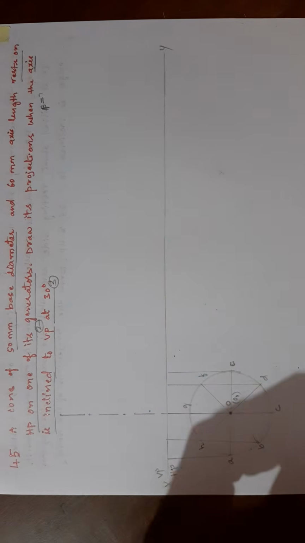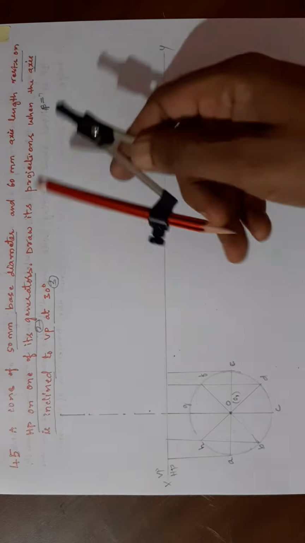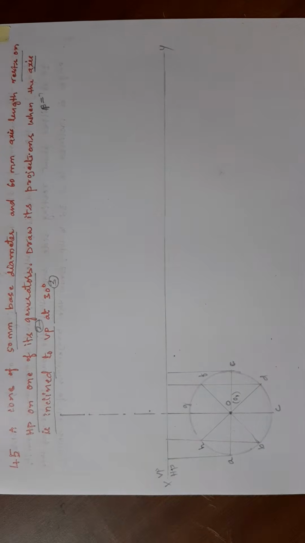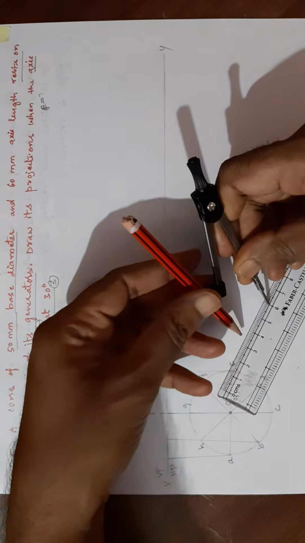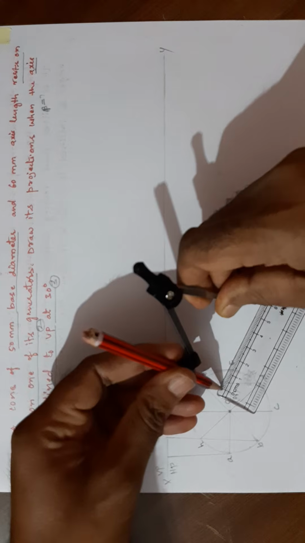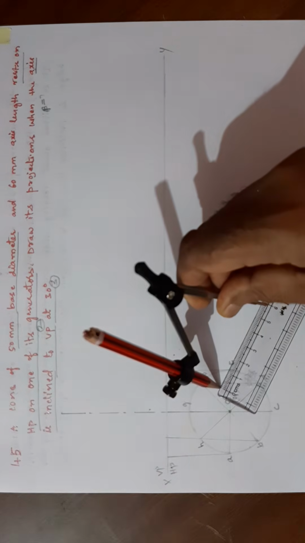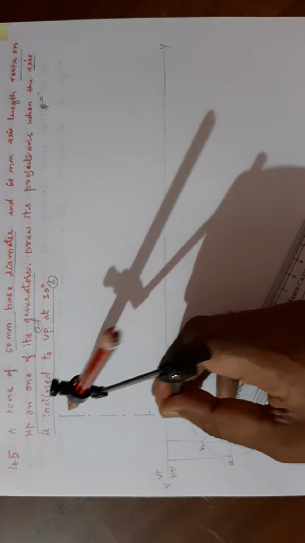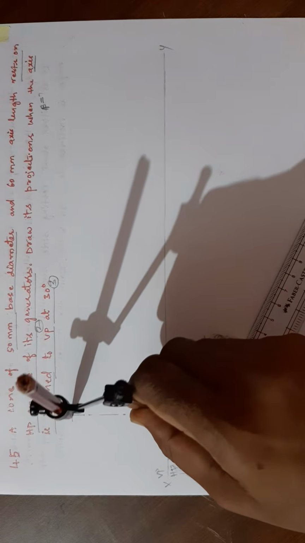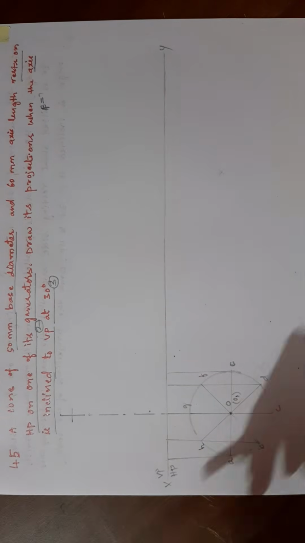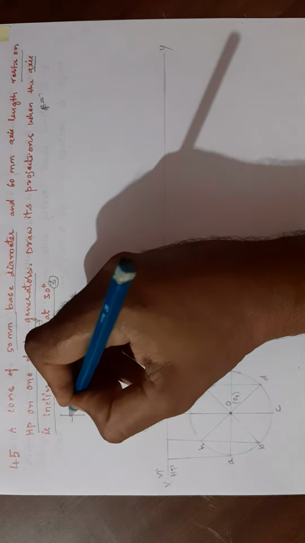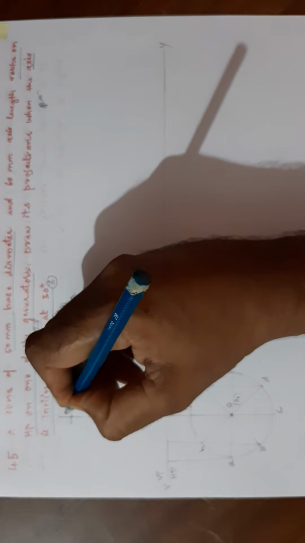Now take a compass. Axis length is 60 mm. So measure 60 mm and cut from the base, the axis length 60 mm. This indicates the apex, that is O dash, which is visible in the front view.